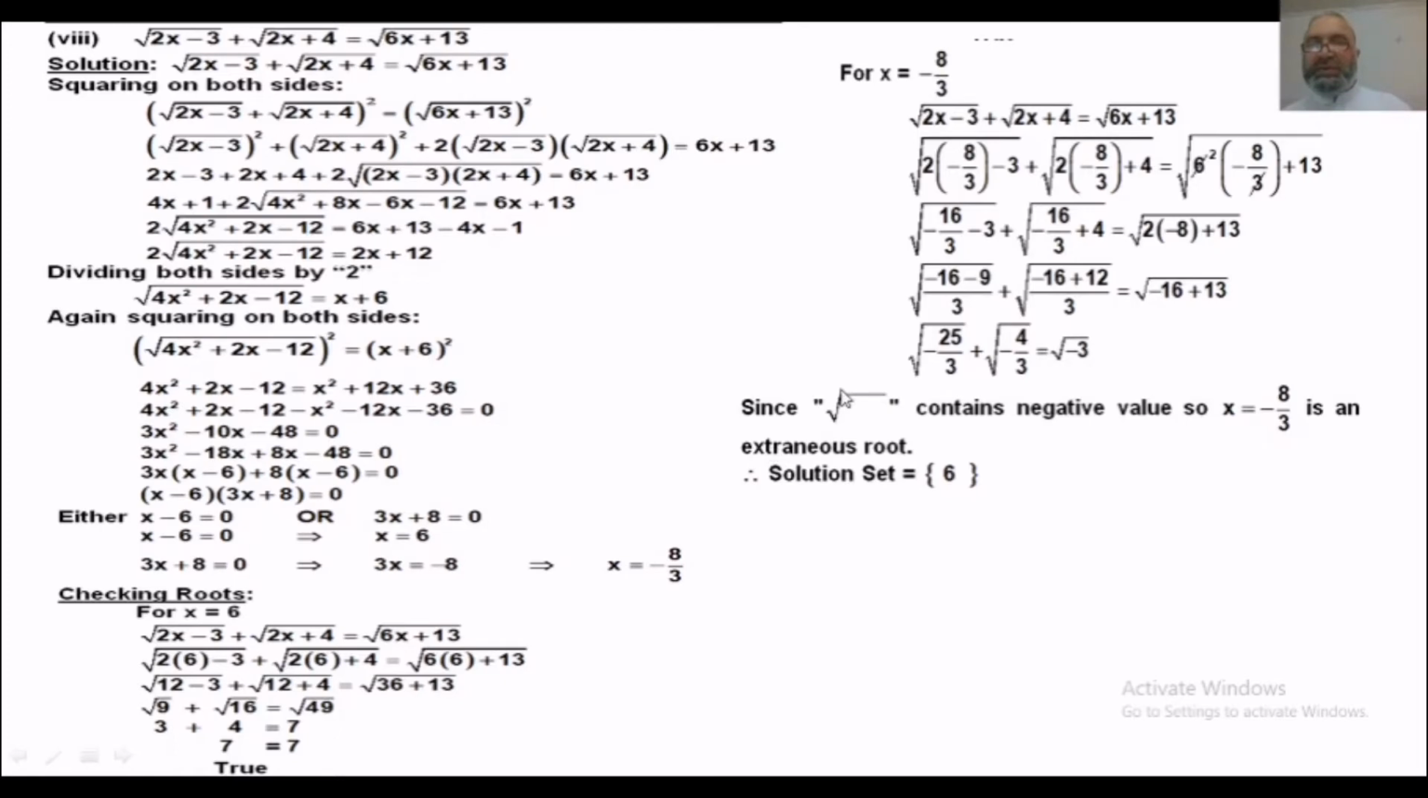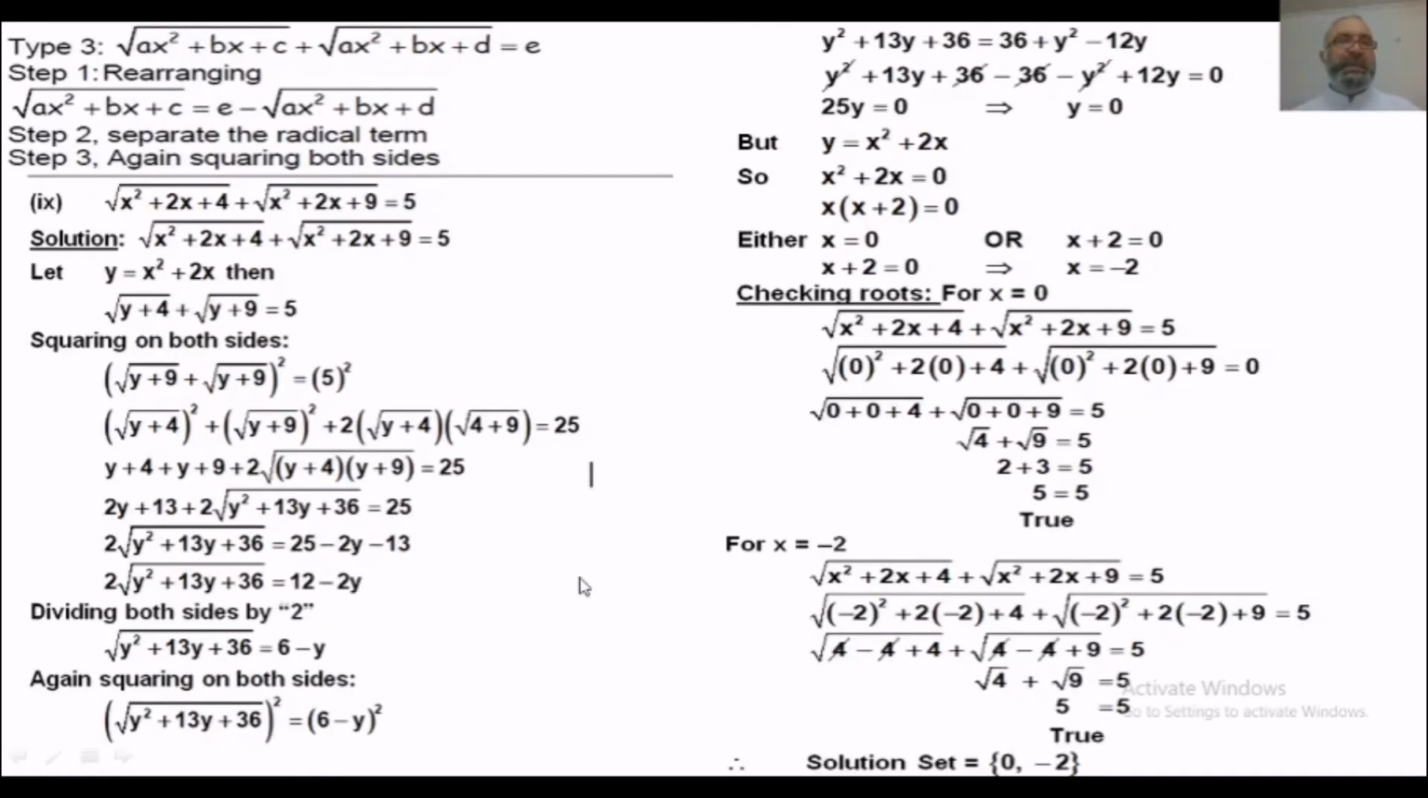Since the radical sign contains a negative value, it is not possible to give a rational or real value. Therefore x is equal to minus 8 by 3 is an extraneous root, and the solution set is only x is equal to 6. That is true.